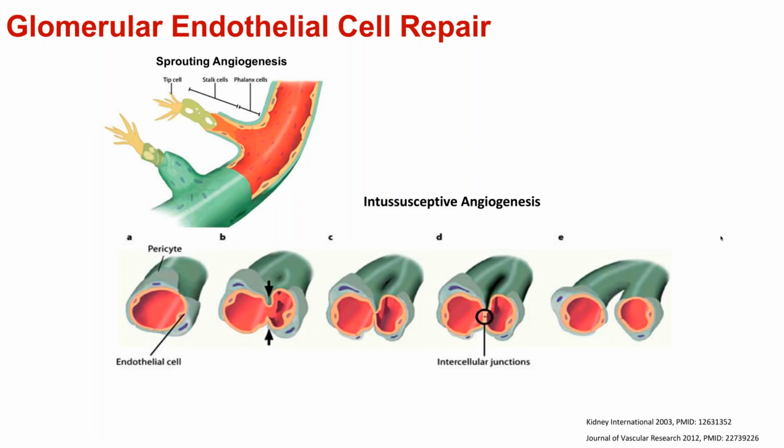Now, when we say endothelial cell injury, how does the endothelial cell repair itself? The kidney has plenty of blood vessels. You have the glomerular capillary network, the peritubular capillary network, and everything is lined by endothelial cells. So you have plenty of endothelial cells in the kidney. There are two main ways in which any endothelial cell can repair, or a new blood vessel can be formed. One is known as sprouting angiogenesis, and the other is known as intussusceptive angiogenesis. In the kidney, the current thinking is that intussusceptive angiogenesis probably plays a major role.